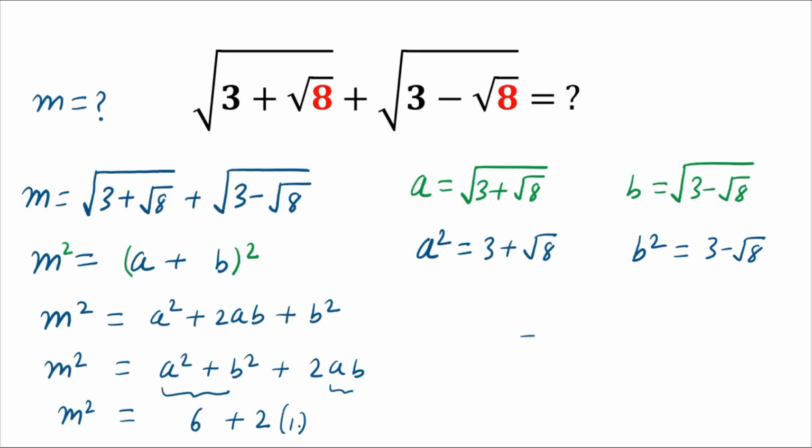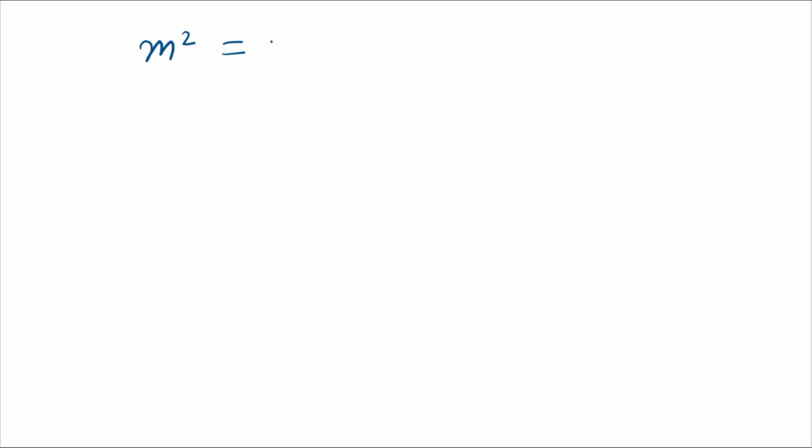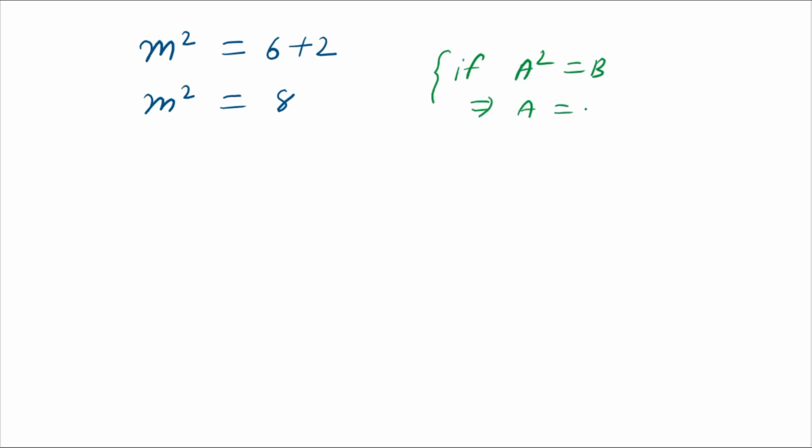On the left hand side m square is equal to 6 plus 2 times 1, which is 2. 6 plus 2, then m square is equal to 8. Now here we will apply this rule: if a square is equal to b, this implies a is equal to plus minus square root of b.